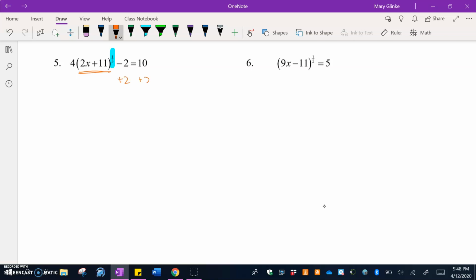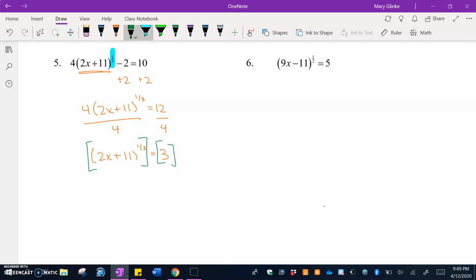So I'm going to go ahead and add 2. And then after I add 2, I'm going to go ahead and get rid of that 4 out in front. And now my quote-unquote radical is by itself. Then what I'm going to do is raise both sides to the inverse operation. So whatever your exponent is, you're going to take that and flip that fraction, taking the reciprocal of it.